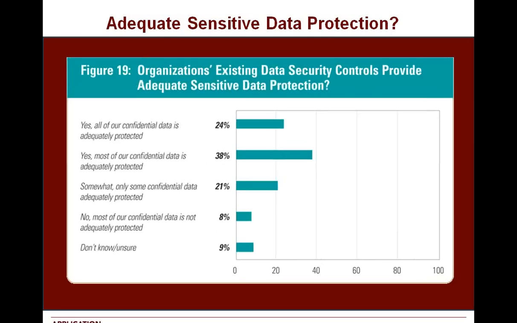Okay, how about sensitive data? Personally identifiable information or very sensitive data such as Social Security numbers, credit card numbers, and so forth. Things look a little more secure in this department. A total of 62% of our respondents feel that sensitive data protection is either adequate, or all of it is adequate, or most of it is adequate. So that's reassuring on that level.